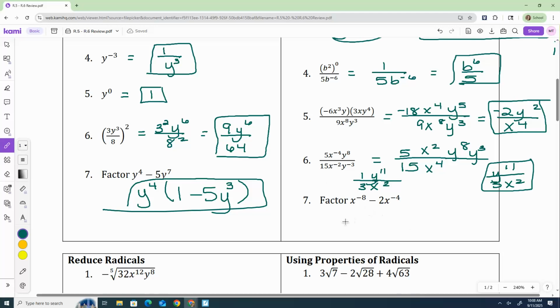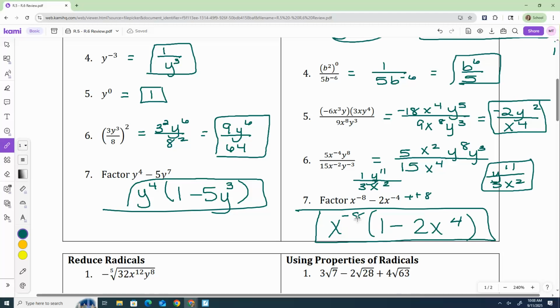And number 7. When we factor, we always take out the smaller exponent. What's smaller? Right, so if I factor that out, I took the whole thing, so that's a 1 minus 2x. Factoring out, it's subtracting. Negative 4 minus negative 8 would be negative 4 plus 8, which is 4. All right, questions on those?